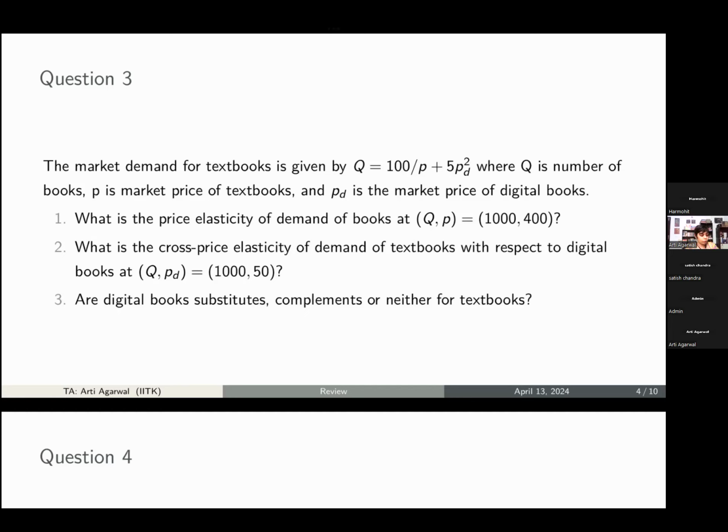Although, like I said, you don't even need to look at the cross price elasticity. Just looking at the function itself, you can see that an increase in PD causes an increase in Q. Hence, they are substitutes.